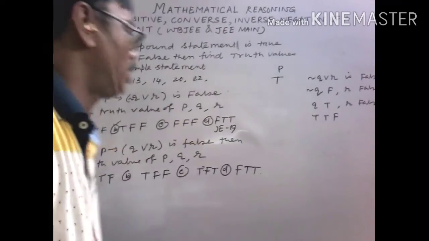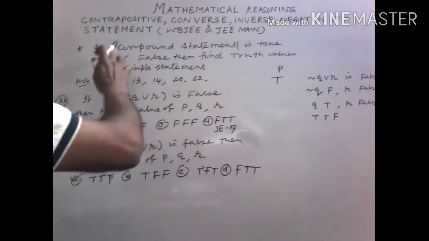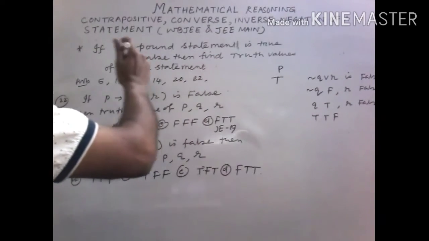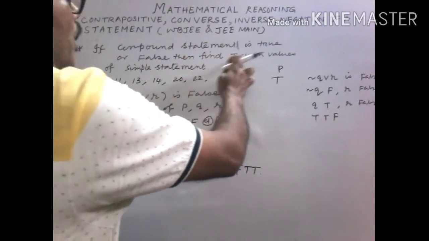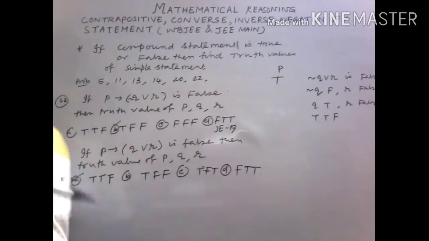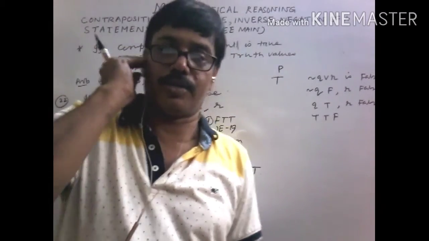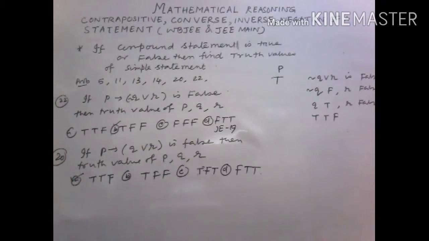Now we consider a problem: if a compound statement is true or false, then find the truth values of the simple statements. Suppose this one.